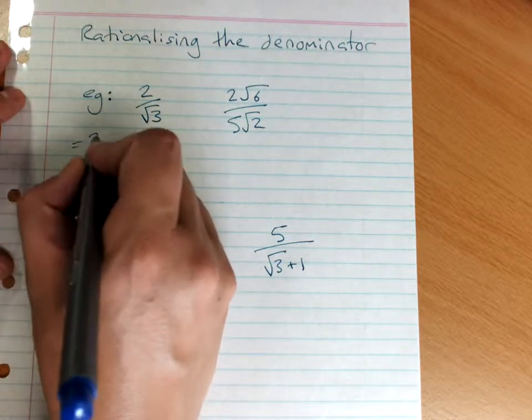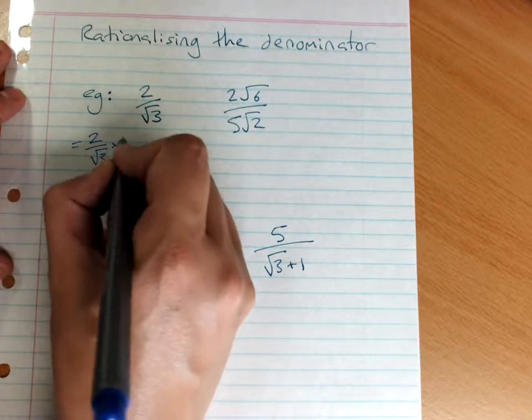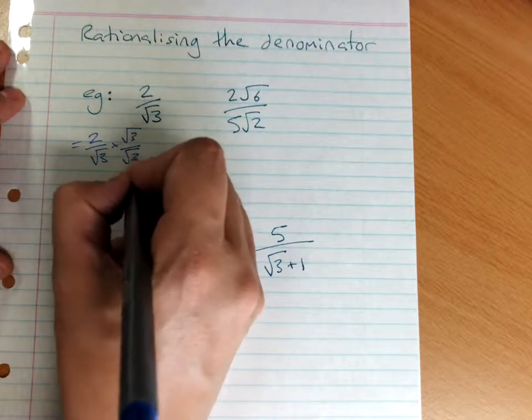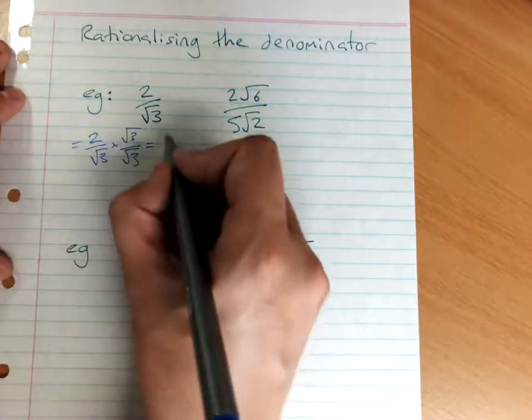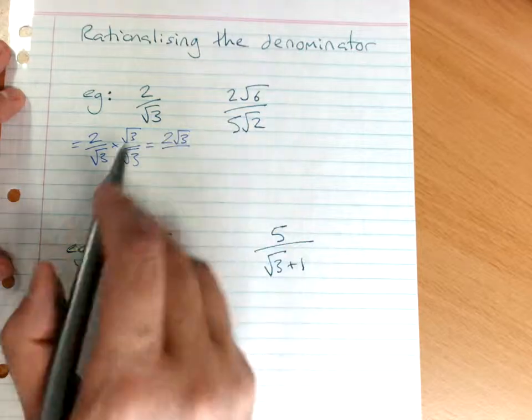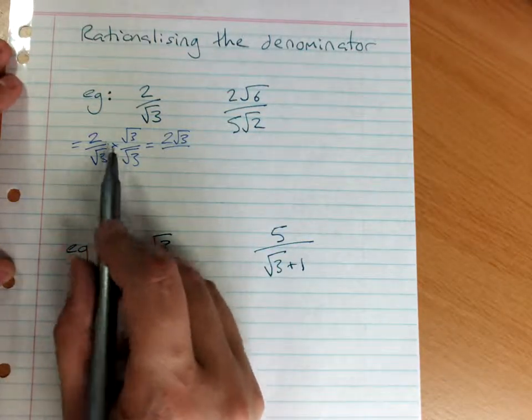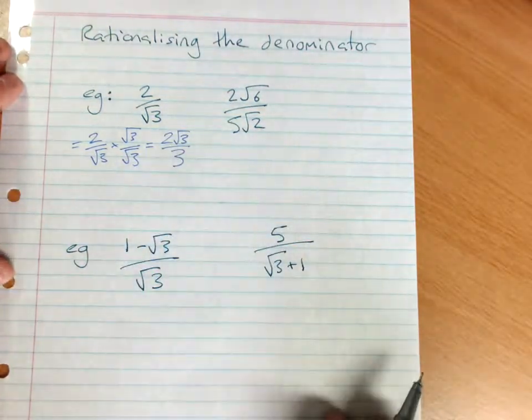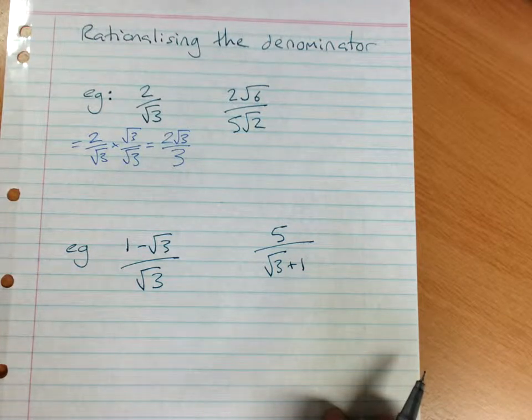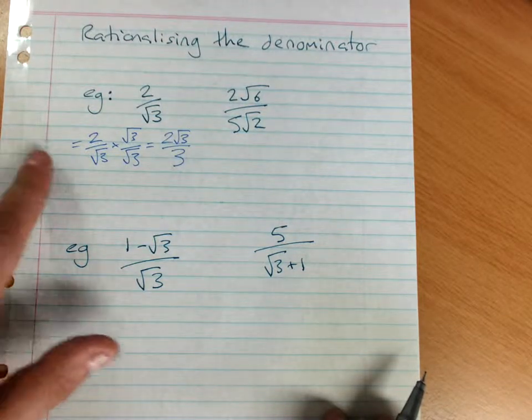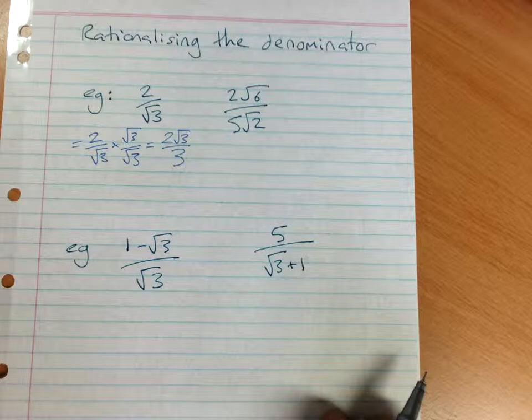So this one is 2 root 3 times root 3 on root 3. 2 times root 3 is 2 root 3. And as we learnt just then, root 3 times root 3 is 3. So we're just multiplying by 1, a factor over itself, to get our denominator rational.